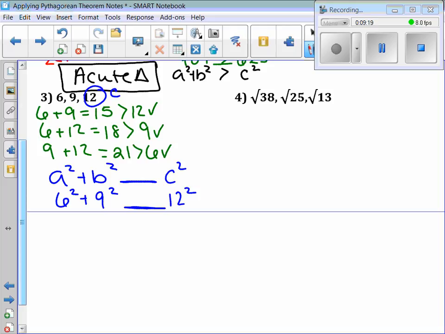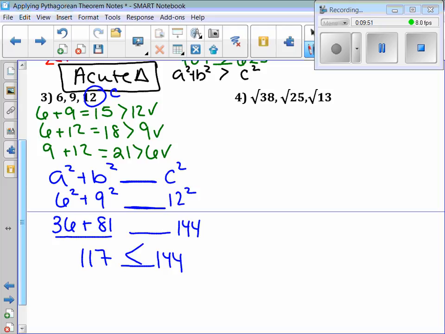So 6 squared becomes 36, plus 9 squared, 81. Leave a blank, and 12 squared we know becomes 144. We combine like terms, so we add the 36 and our 81. We get 117 in comparison to 144. We know those two values are not equal, so it cannot be a right triangle. We know 144 is greater than 117.